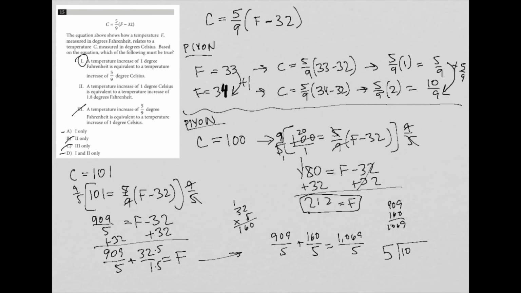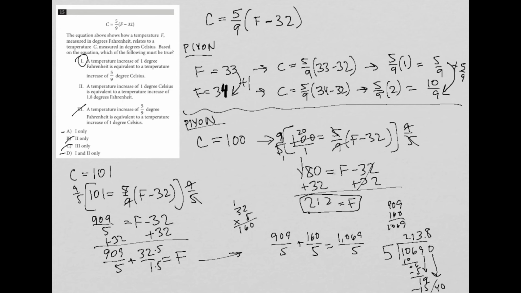So 5 into 1,069, well, that's 2. So 10, 0, bring down the 6. That's 1. That'd be 5. 6 minus 5 is 1. Bring down the 9. And then 5 into 19 is 3, which is 15. The difference there is 4. 4 doesn't go in, so I put a decimal point. I'd have to add a 0. Bring down that 0, it's 40. 5 into 40 is 8, so I have 213.8.